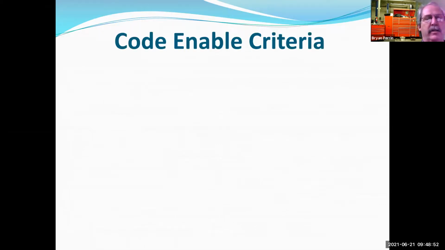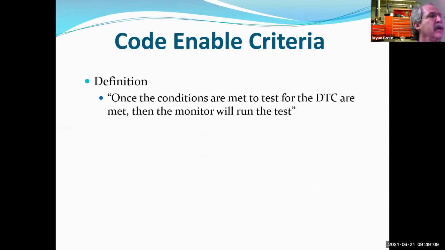So, code enable criteria. We have a couple of different kinds of criteria we're going to talk about in this PowerPoint. One is code enable criteria. The other is monitor enable criteria. So certain codes will only set during a monitor. But right now we're going to look at code enable criteria. The definition is: once the conditions to test for the DTC are met, then the monitor will run the test. Poor English, and I didn't write it. So once conditions are met to perform a specific test to evaluate whatever it is we're testing.